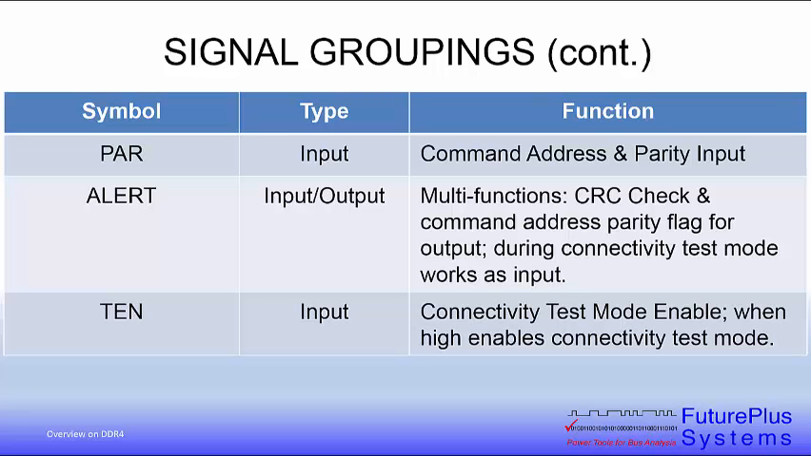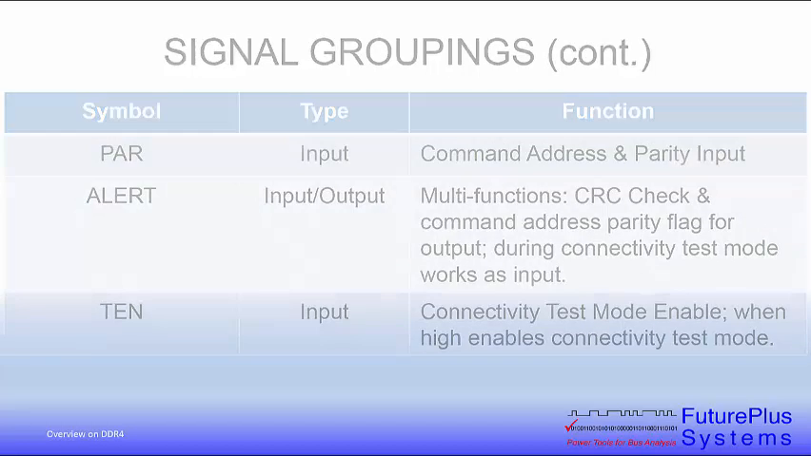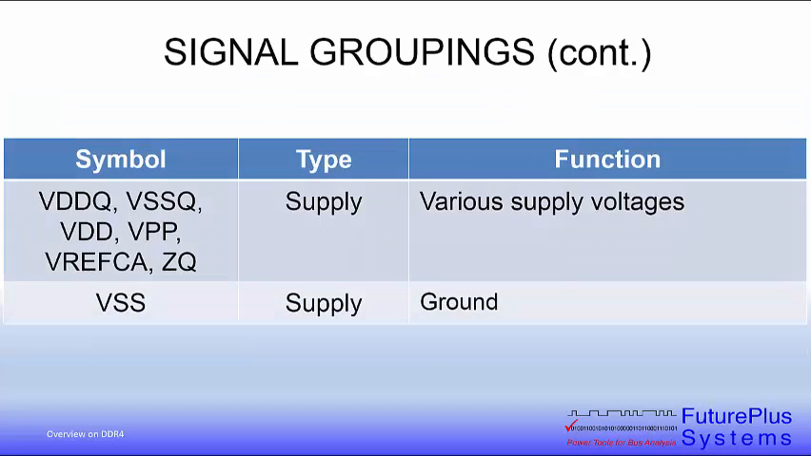During connectivity test mode, this pin works as an input. TEN means Connectivity Test Mode Enable. When high, this pin will enable the connectivity test mode. VDDQ, VSSQ, VDD, VPP, VREFCA, and ZQ are all various supply voltages. VSS is ground. So these were the actual signals and signal groupings that appear on the DDR4 memory bus.